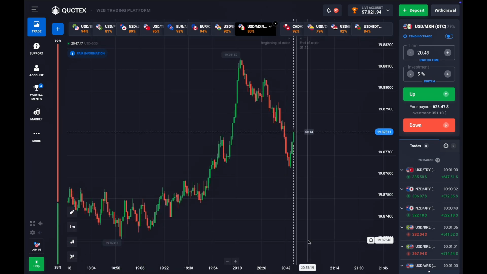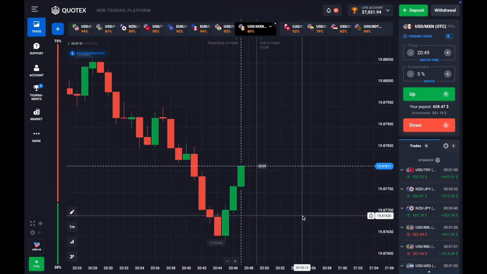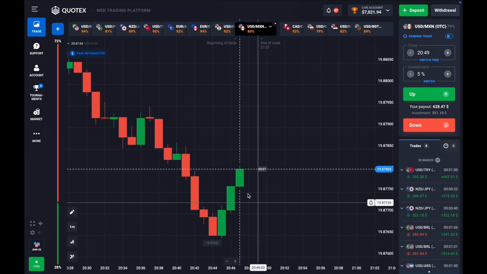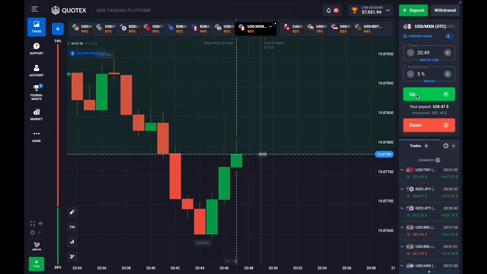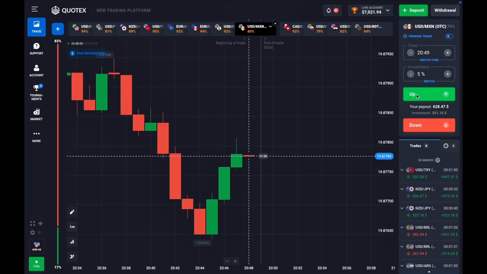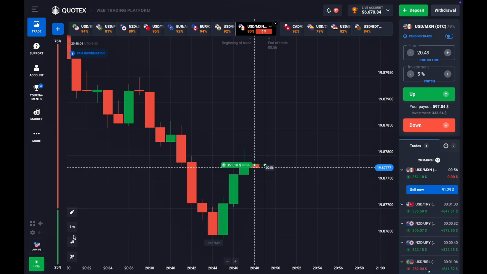Okay guys, this is another pair, that's UST MXN. This is also one of my favorite pairs to take trades on because this is a very smooth pair according to my experience. And here I can see a trade for a call option trade. Okay, why have I taken this trade?